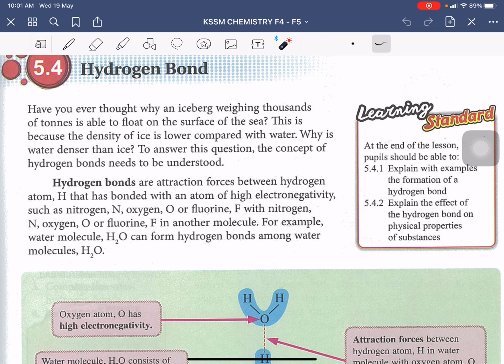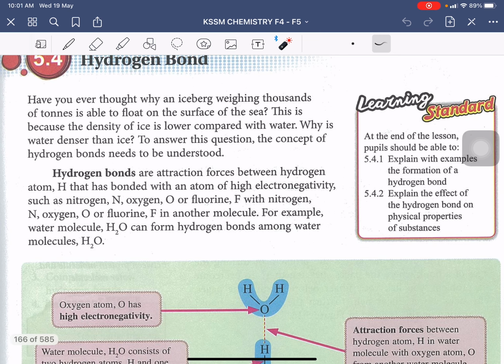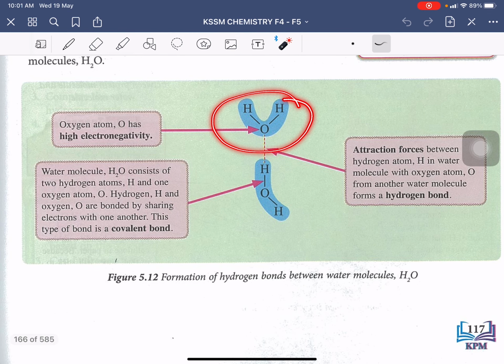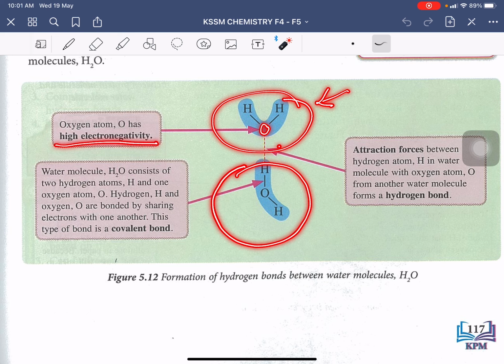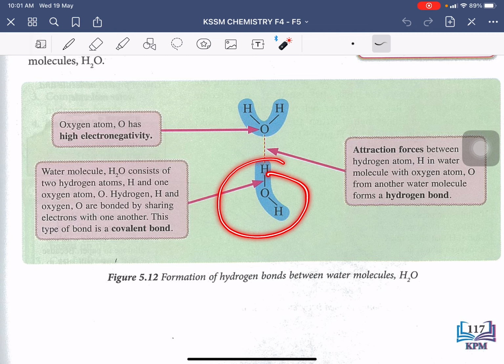Meaning to say, when you have one molecule that has O in it, which is high electronegativity, and you have another molecule with O in it bonded to H, that O with the high electronegativity can form a hydrogen bond with the H from another molecule that has O in it.